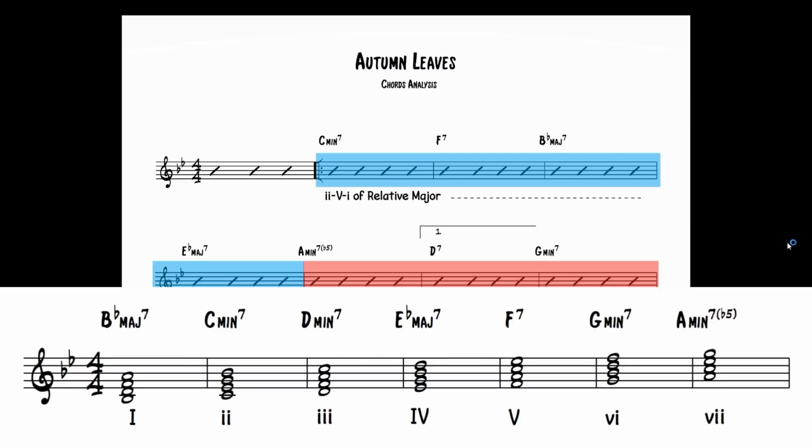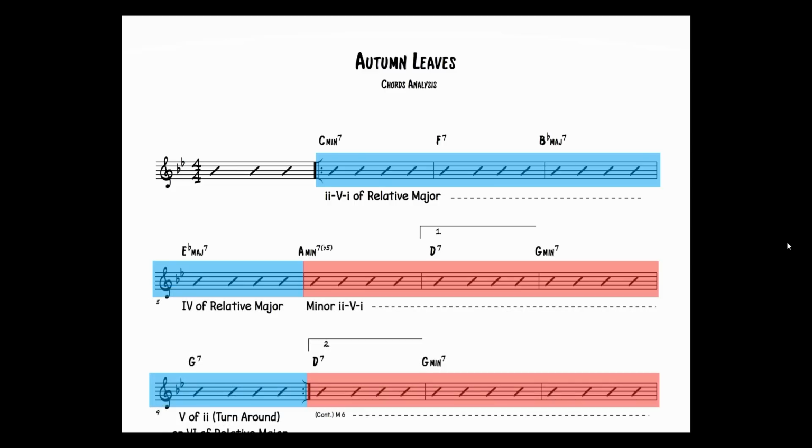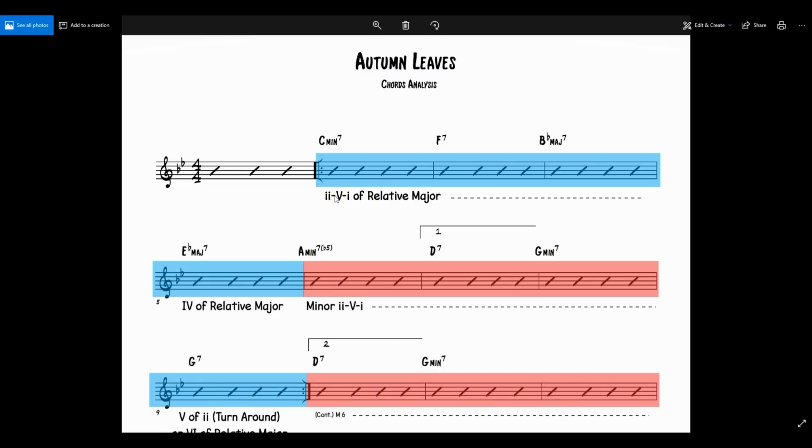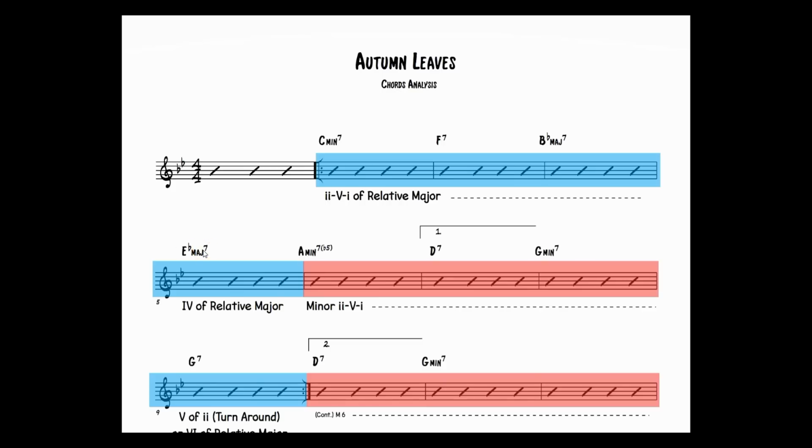So that's really important to understand. That's a very basic understanding of harmony. So as you can see right here, 2, 5, 1 of the relative major. Now that's interesting, right? Because this is really in the key of G minor. We're starting in the relative major. So now what do we have here in bar 5? E-flat major is the 4 of the relative major, right? The 4 chord of B-flat major 7 is E-flat major 7.